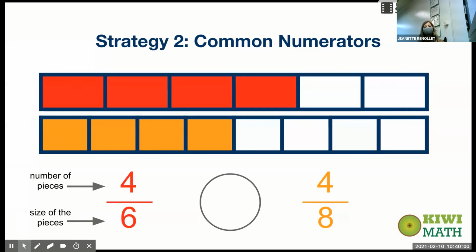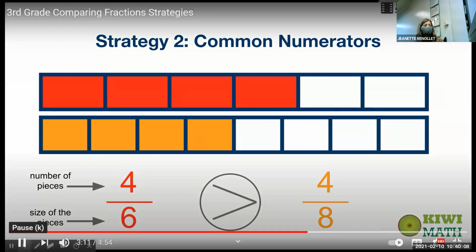So again, we want to think about the number of pieces that we have is the same. So what's different is the size of the pieces, and the fraction with the smaller denominator gives us the bigger size pieces, and therefore that's the greater fraction. So then we talked about this strategy, how you can compare fractions that have the same number of pieces, but the pieces are different sizes. The parts are different sizes.